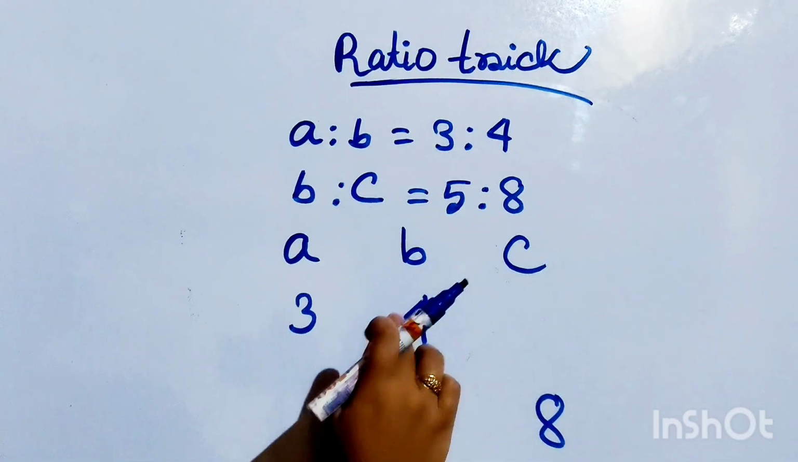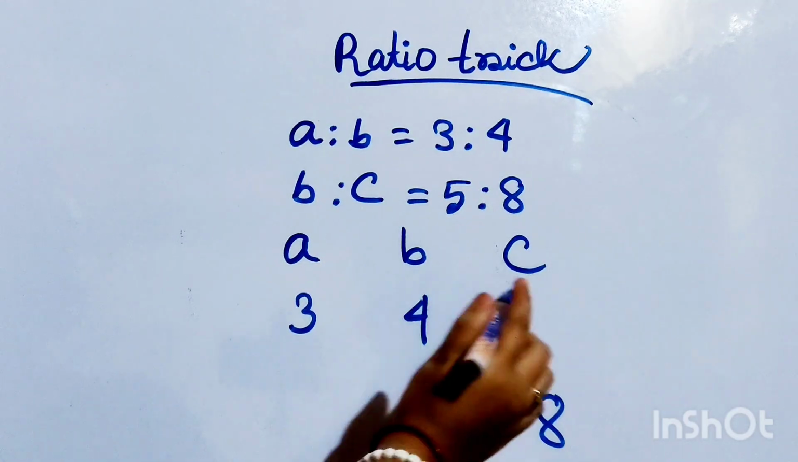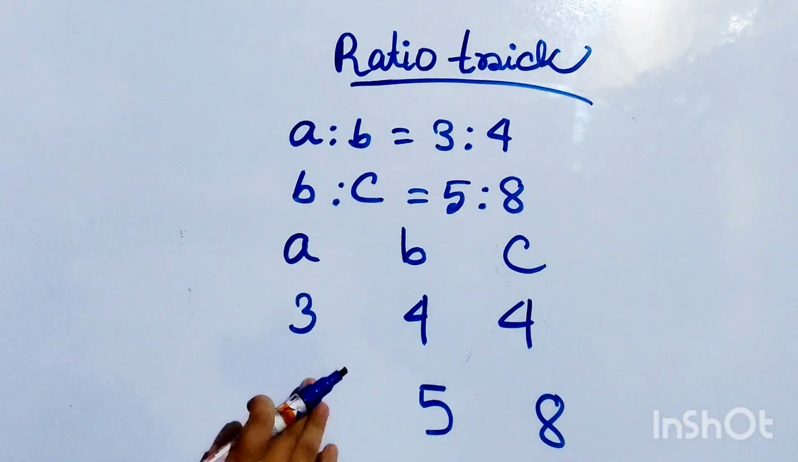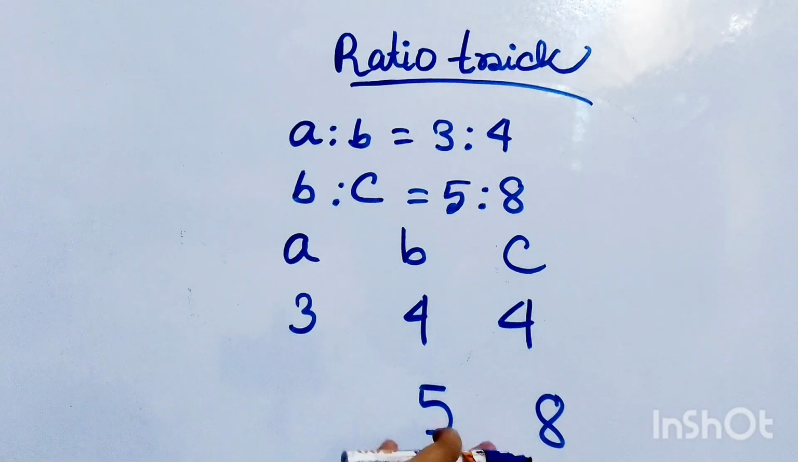But remember one thing, you cannot mess up the values. A is to B equals 3 is to 4 means the first value will be the value of A and the last value will be the value of B. So you have to put the value at the exact place, otherwise the answer will be wrong.